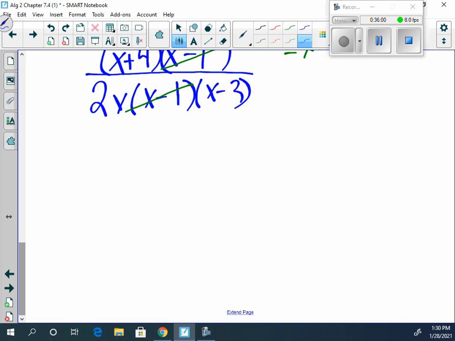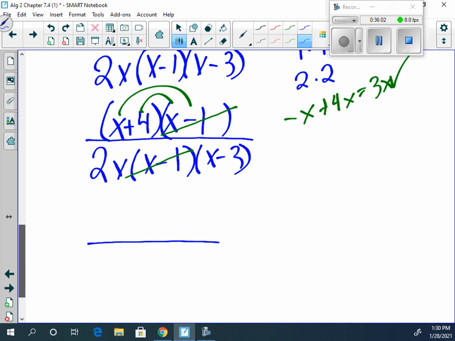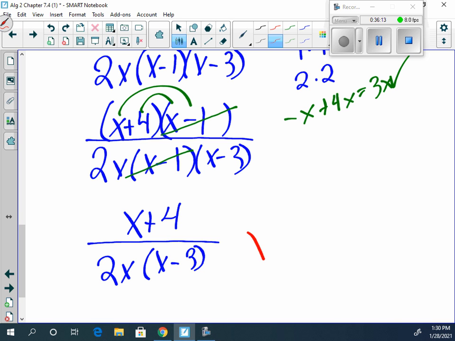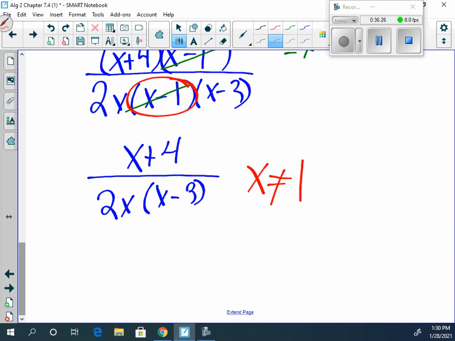So it will simplify, it will reduce, which leaves us with x plus 4 on top and 2x times x minus 3 on bottom. And for the first time today, we will have a restriction. And what's our restriction going to be? 1. Because we lost this x minus 1. And when you set it equal to 0 and solve, we'll add 1 to both sides and see that it's 1. So x cannot be 1.